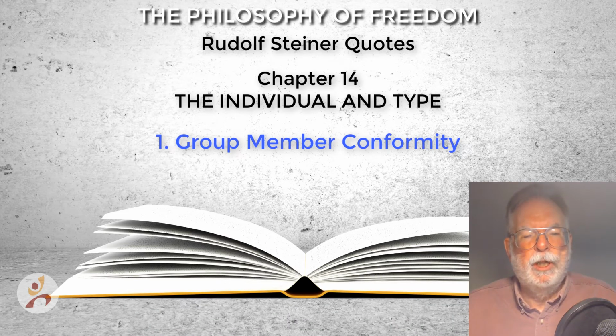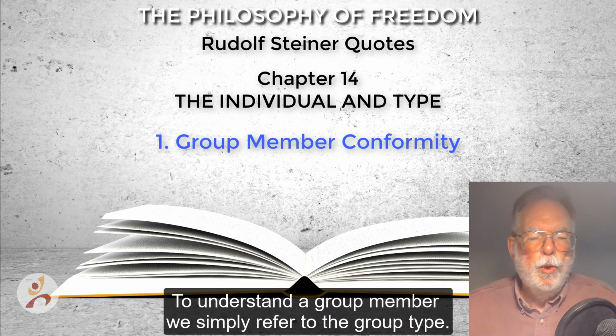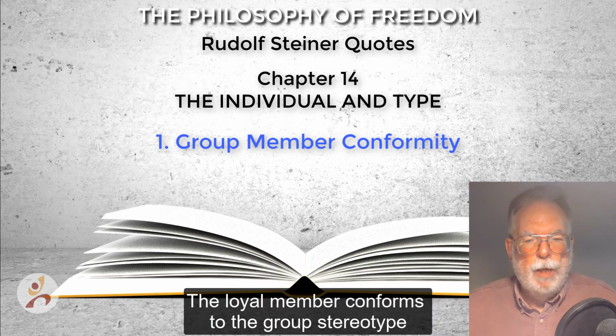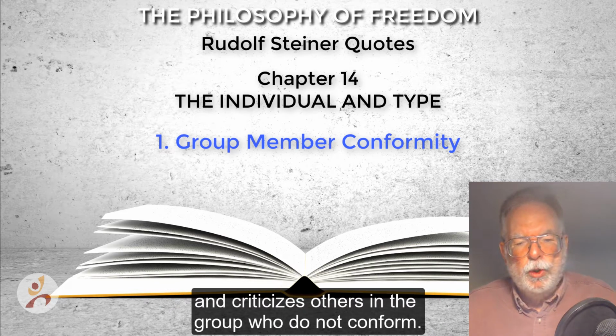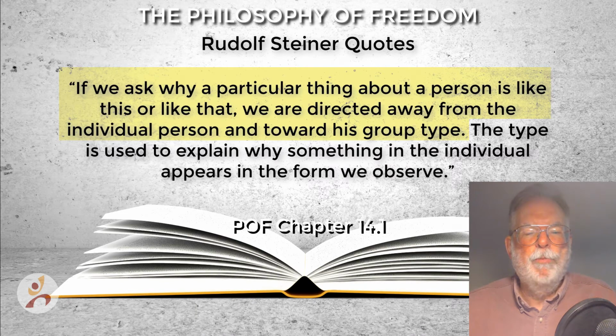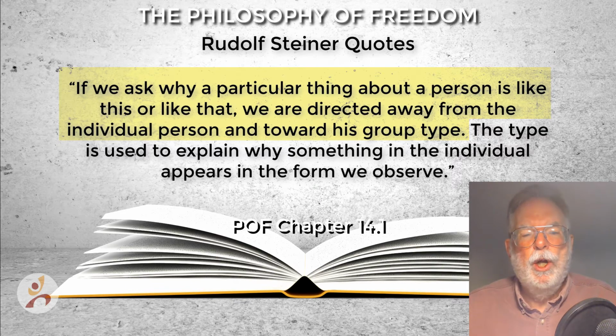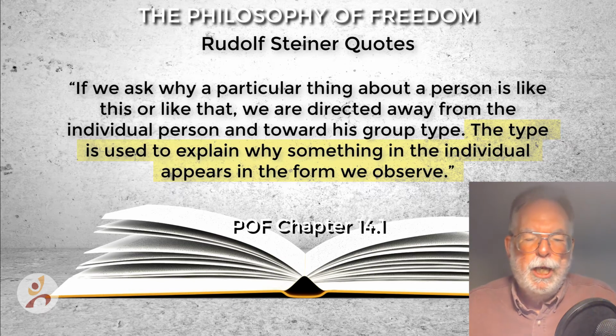1. Group member conformity. To understand a group member, we simply refer to the group type. The loyal member conforms to the group stereotype and criticizes others in the group who do not conform. If we ask why a particular thing about a person is like this or like that, we are directed away from the individual person and toward his group type. The type is used to explain why something in the individual appears in the form we observe.